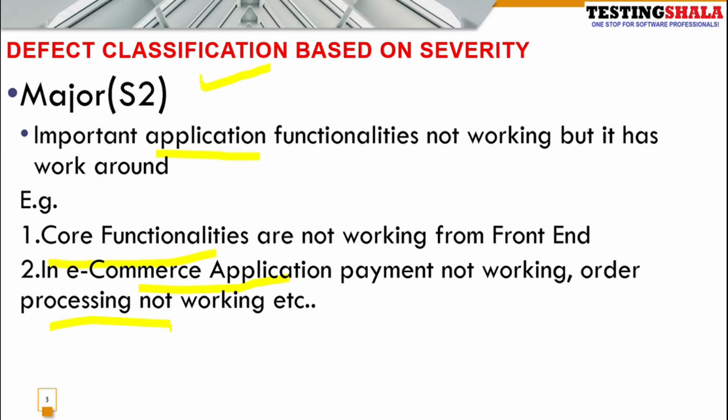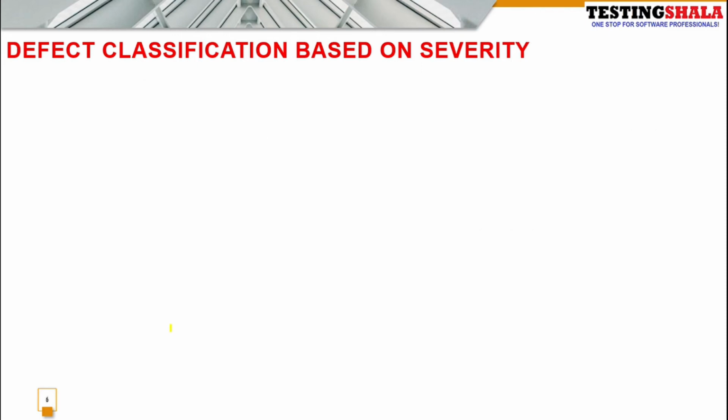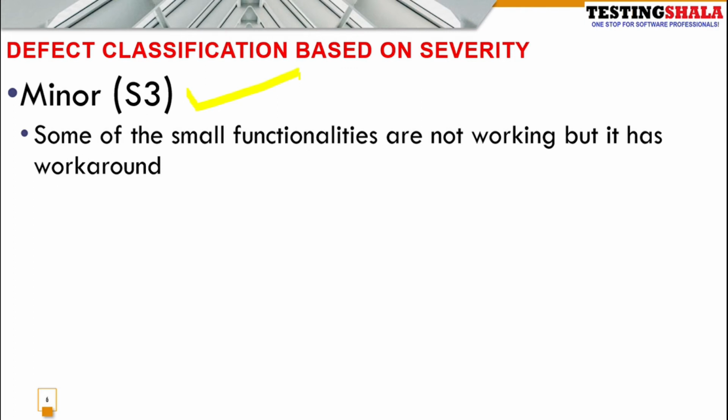Then we will move on to the third type of severity, which is minor severity, which is S3. S3 defects are the defects which we log for minor functionality issues, or where something minor is not working at all. But we have a workaround for this as well. Still, we can deliver the product to the customer even if these minor issues are not resolved.